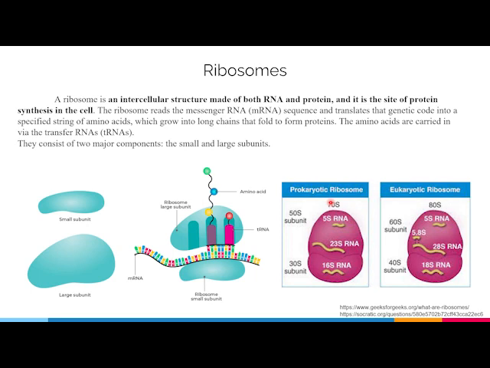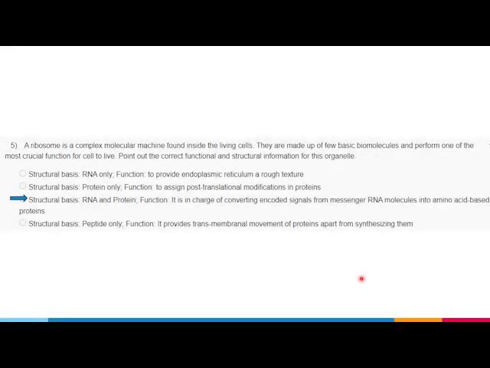Based on that, Carl Woese divided the entire phylogenetic classification or the taxonomy into bacteria, archaea, and eukarya, which is now the accepted system, also known as the tree of life, as we will just see. So depending on the sequence of the 16S rRNA, the entire taxonomy is now divided into 3 parts: bacteria, archaea, eukarya. So we'll get to that particular question, but first let us answer this one. The structural basis of a ribosome is obviously RNA and protein. Its function is to convert encoded signals from messenger RNA or mRNA molecules into amino acid based proteins.